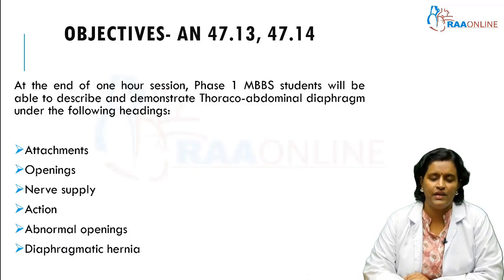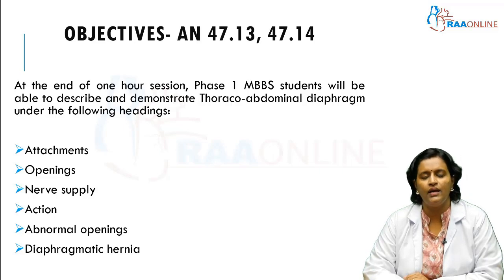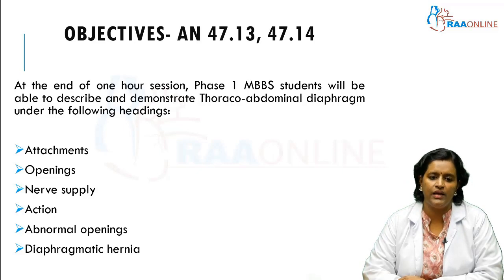The objectives of the CBME which will be dealt with today are AN 47.13 and AN 47.14, which include the attachments, openings, nerve supply, action, abnormal openings, and what is a diaphragmatic hernia. So, the first ones include the attachments of the diaphragm, openings in the diaphragm, nerve supply of diaphragm and actions of diaphragm. Now, what are the abnormal openings in the diaphragm and also about the diaphragmatic hernia.